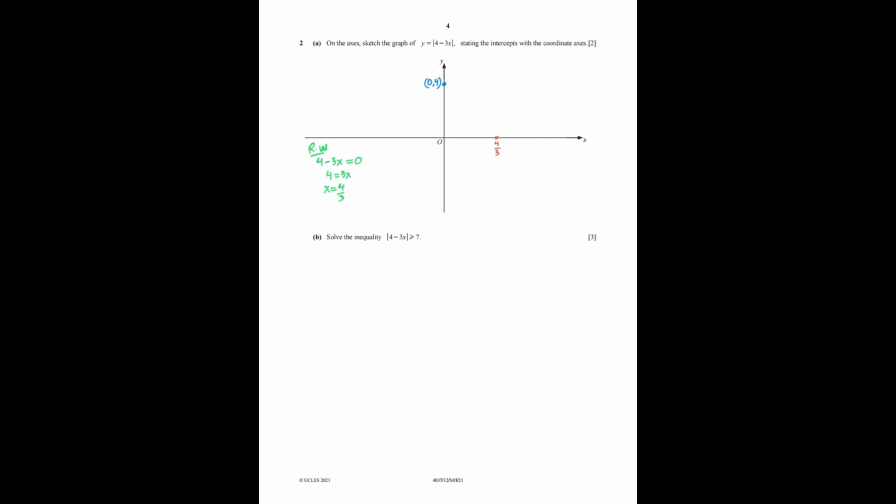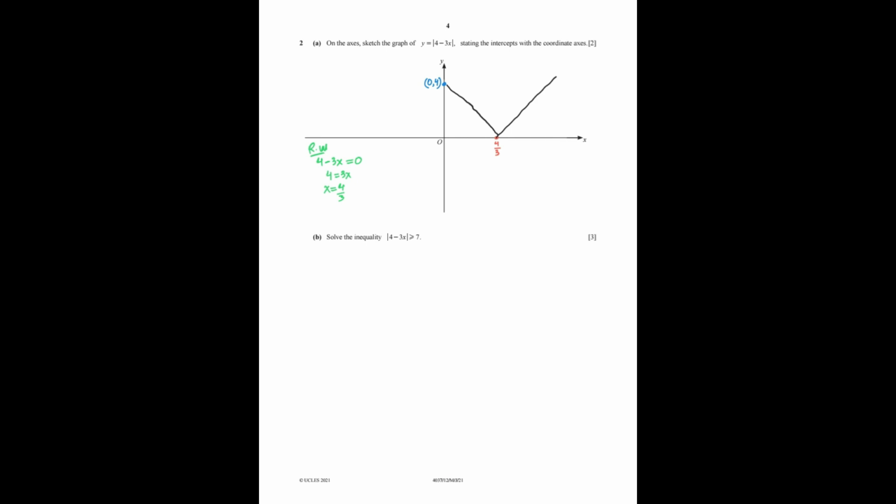Alright, that means the behavior of the curve will be like this. It will touch this point and then bounce back. Alright, so the curve of this equation, the function, is like this. It will meet this point and then bounce back. That is the curve of y equals modulus of 4 minus 3x.